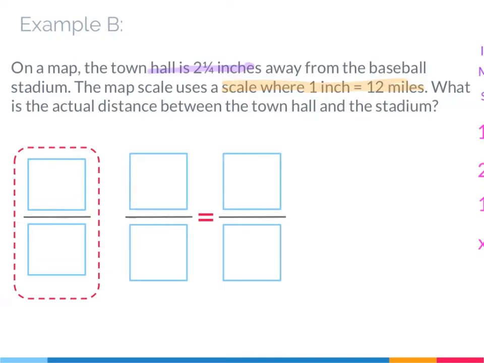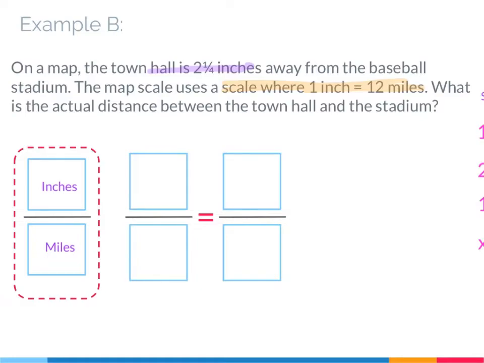So now I need to figure out the two things that I'm comparing. I'm not comparing the town hall and the baseball stadium. Those are not the two things I'm comparing. What I'm comparing is the distance on a map compared to the distance in real life. So the two things that I'm comparing are actually inches to miles. Again, it doesn't matter whether I put inches on top or miles on top, just so long as I am consistent with what I choose.